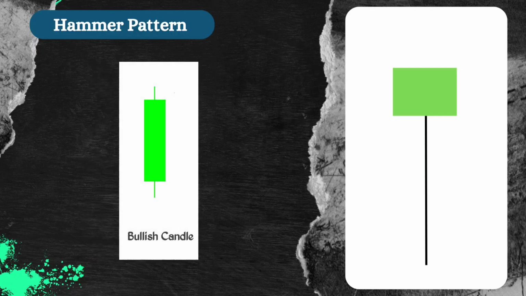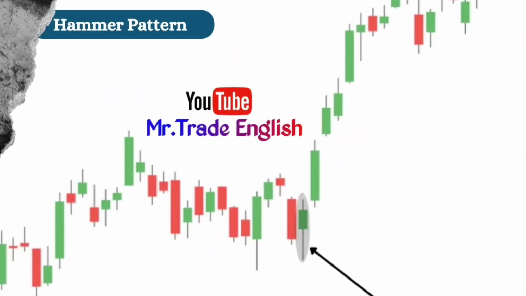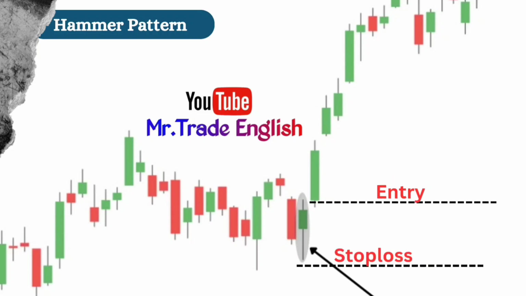If a bullish candlestick forms the next day, it confirms the reversal. Traders can set their entry point slightly above the high of the hammer and place a stop loss at its low. In this chart, you can spot a hammer pattern. Following the hammer, a bullish reversal occurs and the stock's price rises significantly. The entry point would be here, just above the hammer, and the stop loss would be here at the low of the hammer.